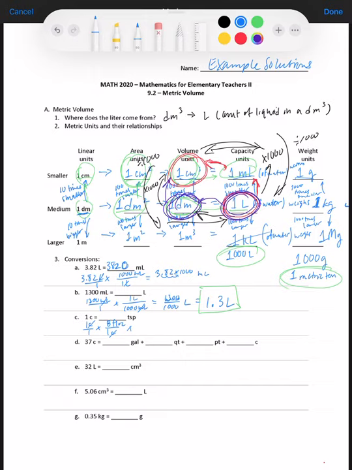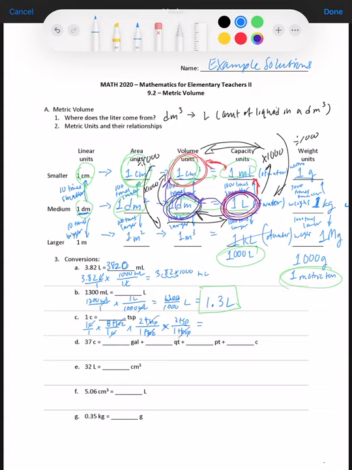Now we have 1 fluid ounce is 2 tablespoons. Okay, so we need our fluid ounces to cancel. 1 fluid ounce, 2 tablespoons. Okay, those fluid ounces will cancel, and we'll add on the 3rd conversion factor, which is 1 tablespoon equals 3 teaspoons. Okay, so 1 tablespoon, 3 teaspoons. Okay, our tablespoons will cancel.